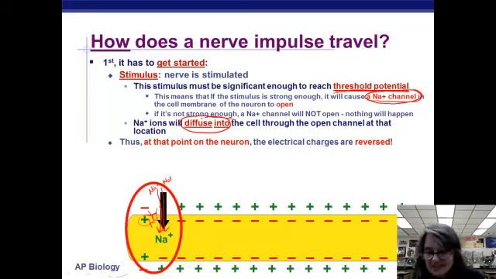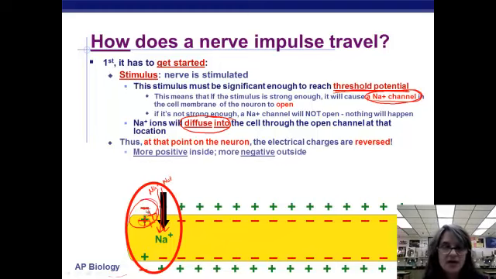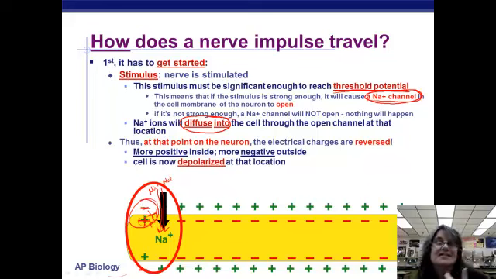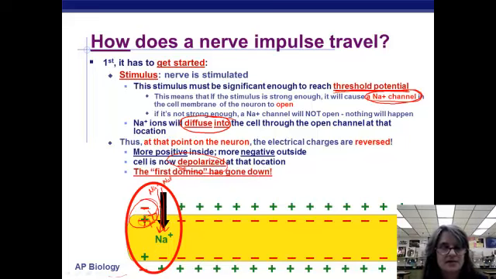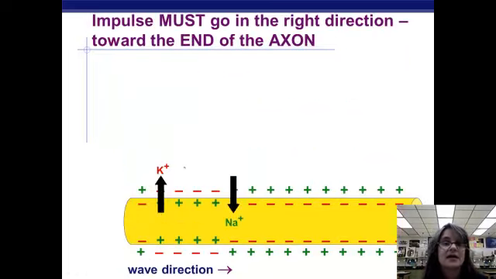So, at that specific point on the neuron, the charge is flip-flopped. Instead of being more positive outside and more negative inside, we let in so many sodiums that we increase it to a very positive charge right in here, and it's relatively negative on the outside in comparison. We say here that now we are depolarizing this neuron. It is not polarized anymore. It is depolarized. The first domino went down.